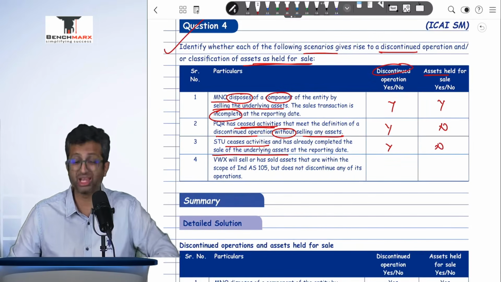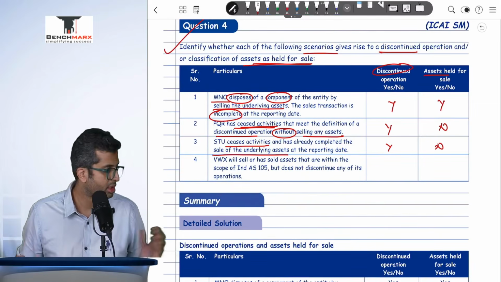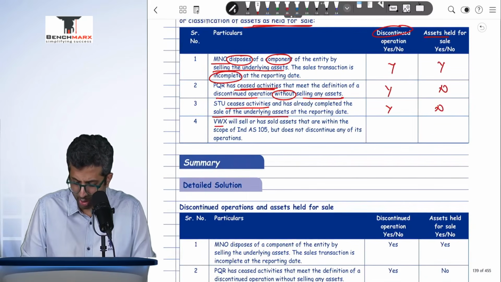However, this cannot be a held for sale item because the sale has already been completed as on the balance sheet date. The assets have already been sold, and hence this is not a held for sale item. VWX will sell or has sold assets that are within the scope of Ind AS 105, but does not discontinue any of its operations.